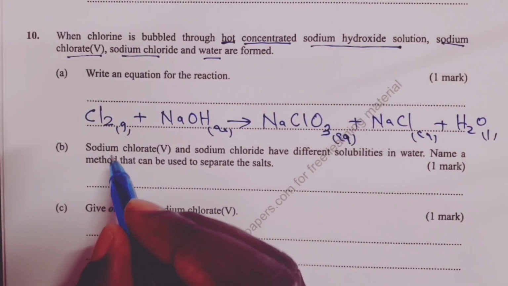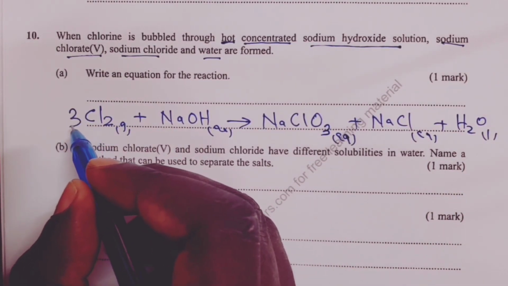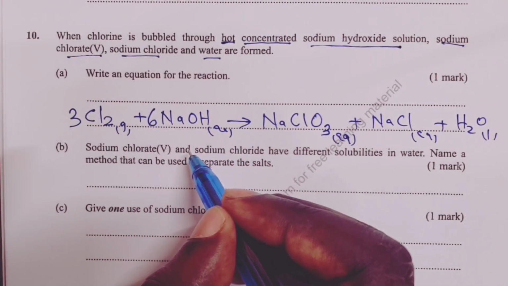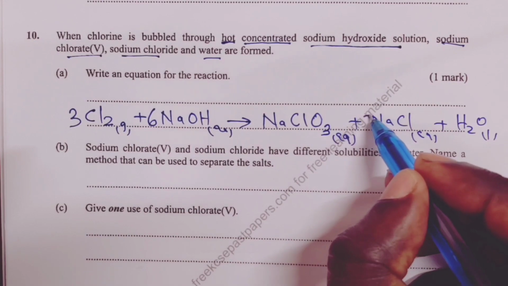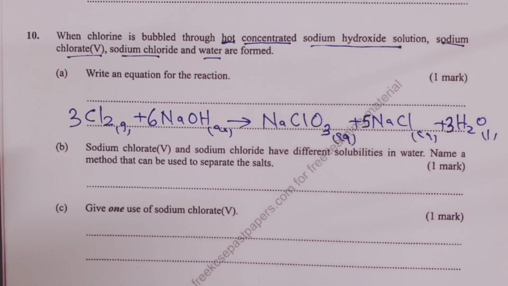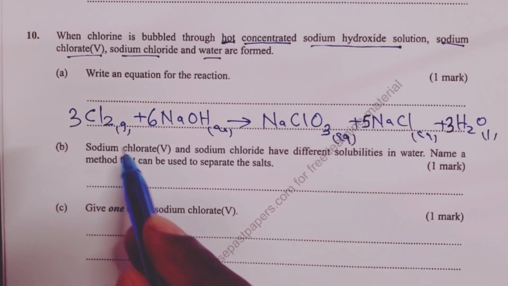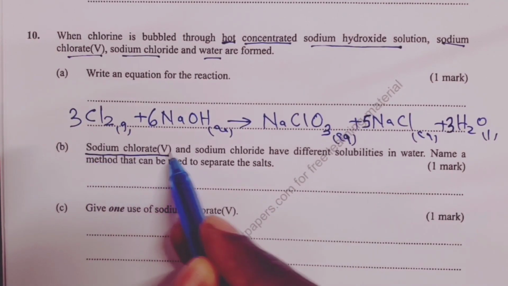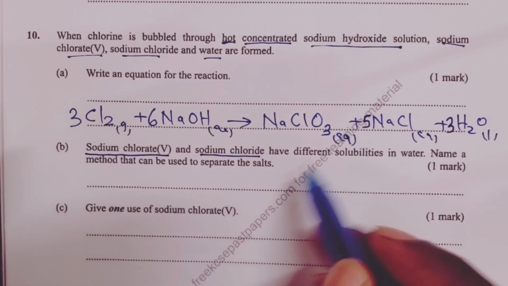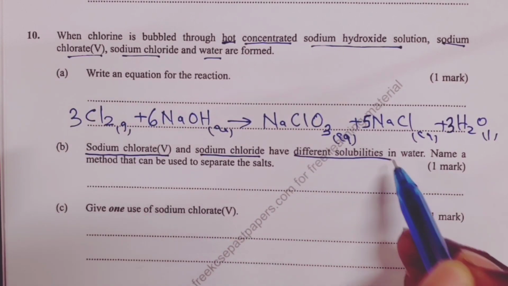To balance, a 3 on chlorine, a 6 on our hot concentrated sodium hydroxide, a 5 on sodium chloride, and finally a 3 on water. The examiner went ahead to ask us in part B that sodium chlorate 5 and sodium chloride, these are two soluble salts with different solubilities in water.